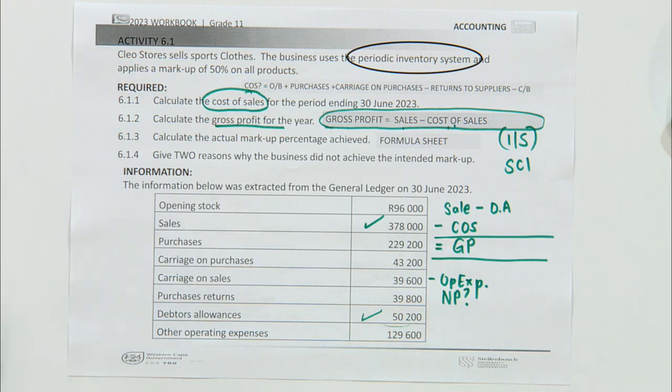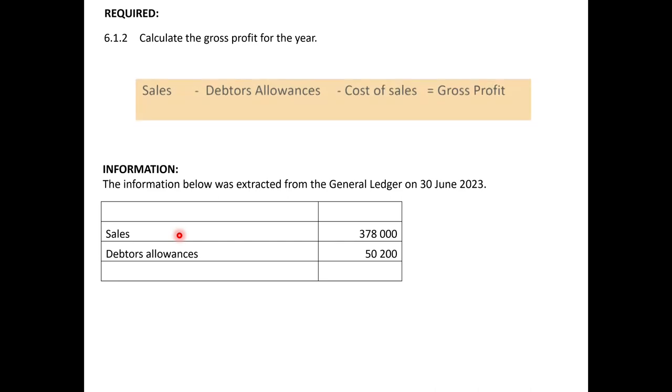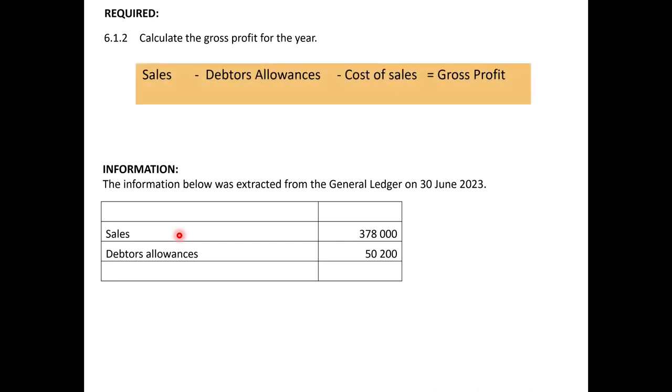So what do they say on the slides? Calculate the gross profit for the year. Coming back, there's a formula to calculate this. It is always going to be my sales minus the debtors' allowances minus the cost of sales, and that will equal my gross profit.